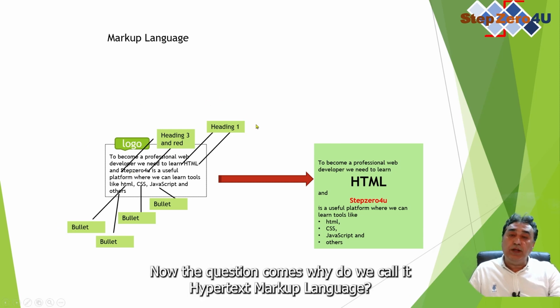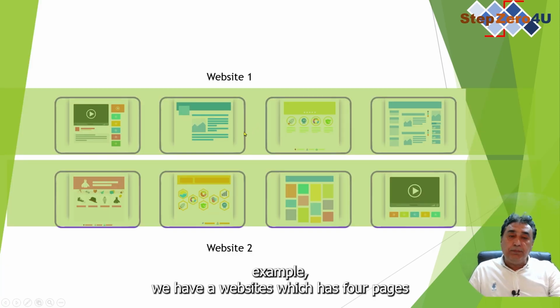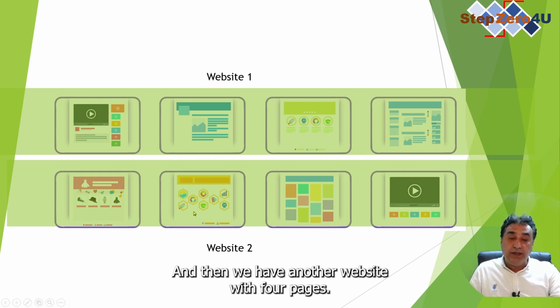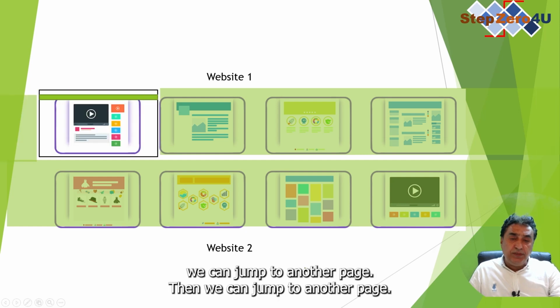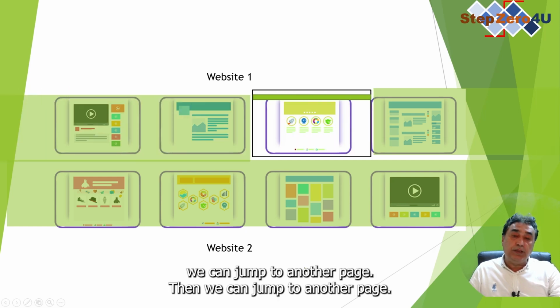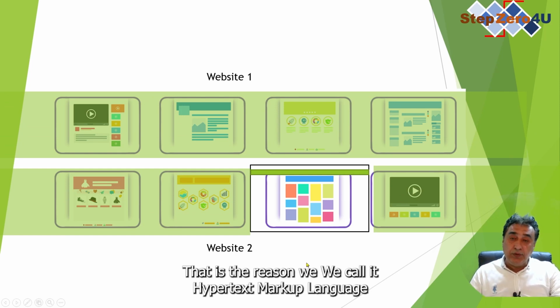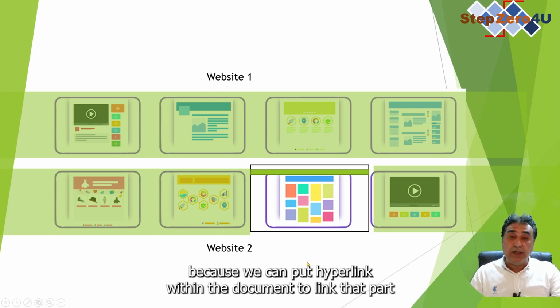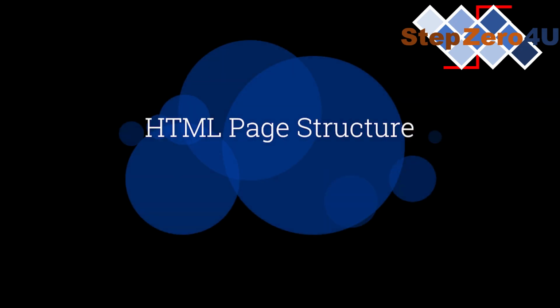Now the question comes, why do we call it hypertext markup language? For that, we take another example. For example, we have a website which has 4 pages, and then we have another website with 4 pages. With the help of HTML tags, what we can do, from one page we can jump to another page, then we can jump to another page, then we can jump to another page of another website. That is the reason we call it hypertext markup language, because we can put hyperlinks within the document to link that part to the other web page of the same website or of a different website.